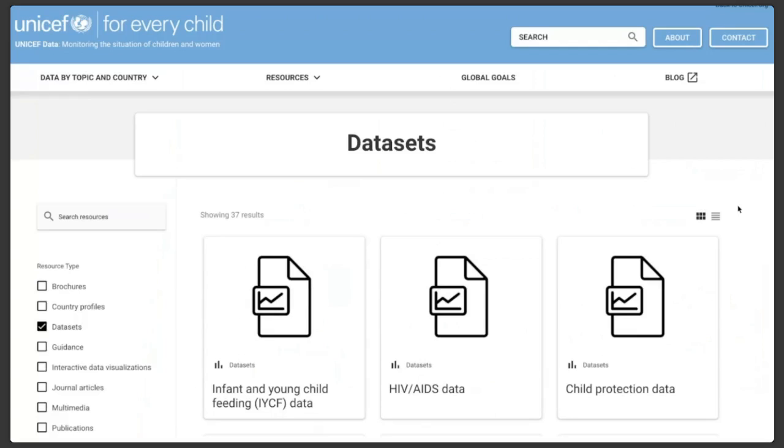UNICEF maintains a series of global databases for tracking the situation of children and women globally. The databases include only statistically sound and nationally representative data from household surveys and other sources. They are updated annually through a process that draws on a wealth of data maintained by UNICEF's network of 140 country offices.